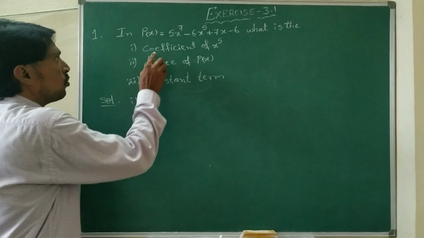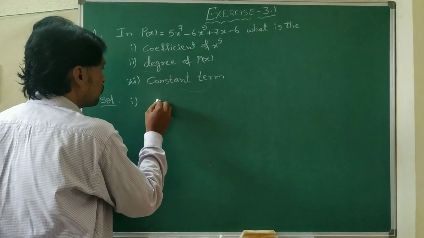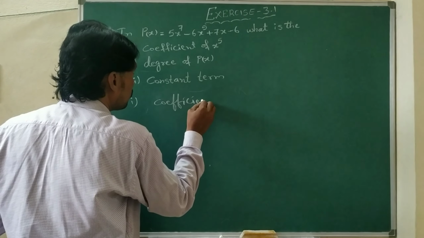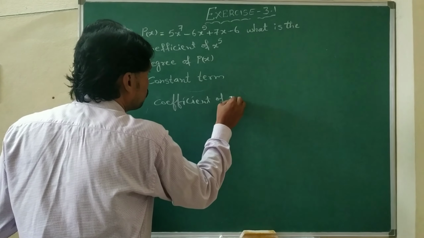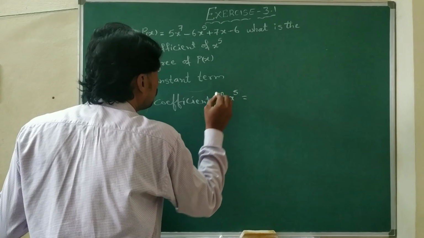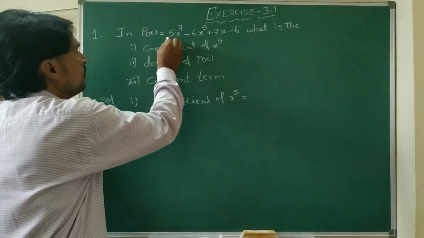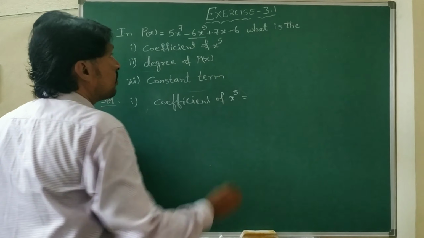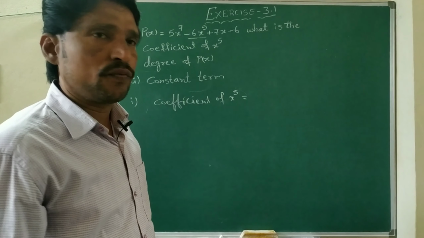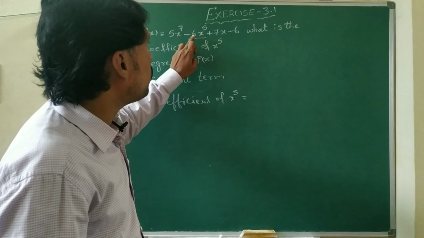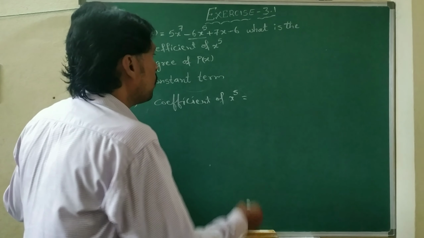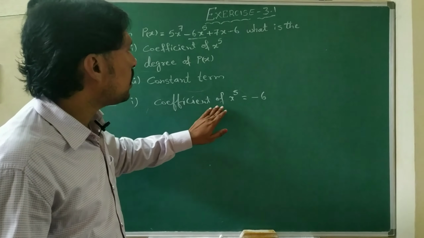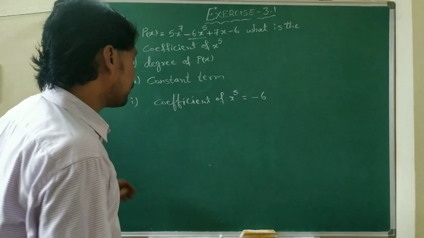First one, coefficient of x power 5. In this term you have to check it. So the x power 5 term means minus 6x power 5. So what is the coefficient of x power 5? This minus 6. Must and should we need to write the sign also. So the coefficient of x power 5 equals minus 6.